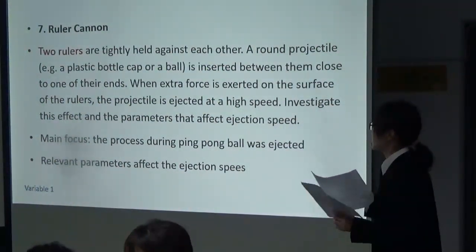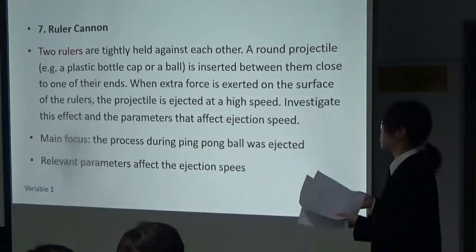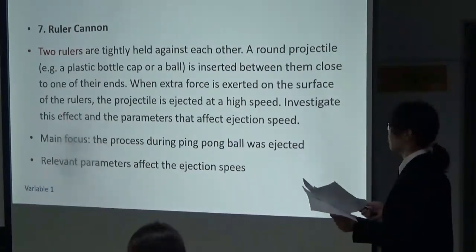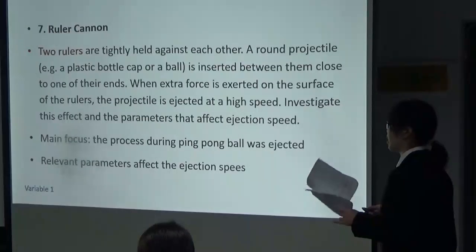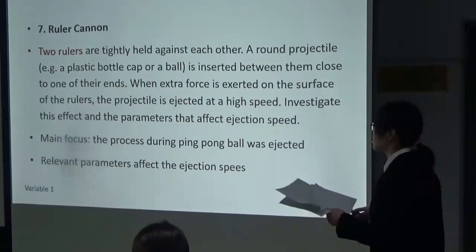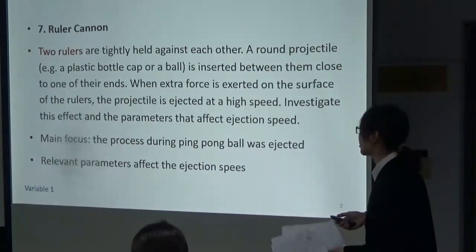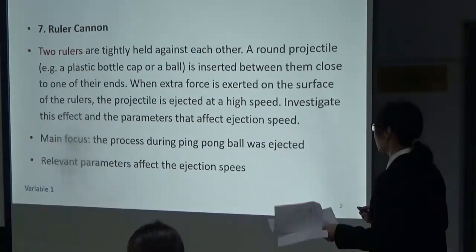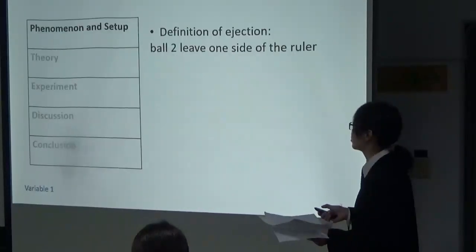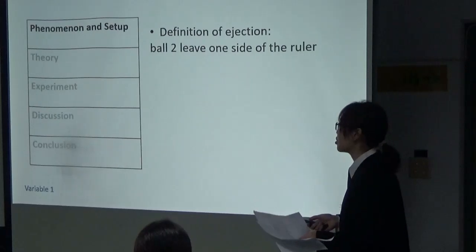A long projectile, such as a plastic ball or so on, is inserted between them close to one of their ends, and an extra force is exerted on the surface of the rulers. The projectile is ejected at a high speed, so I think high speed should be defined, and investigate its effect and the parameters that affect the ejection speed. So the main focus might be the process during which the ping pong ball was ejected, and the relevant parameters affecting the ejection speed. And the overview: the first one is phenomenon and setup.